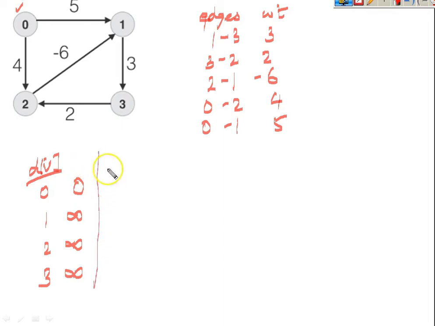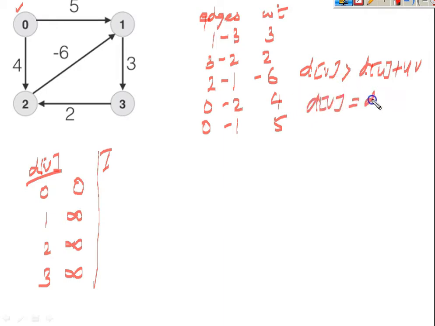So this is iteration number 1, we are going to start. So we have to read all the edges and find the change in the dv values. If you know that dv is more than du plus uv, then only we need to change dv equals du plus uv, and also we will change the parent of v to u, if this situation is applicable.